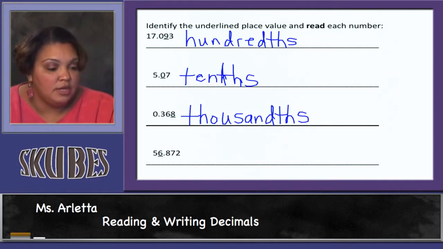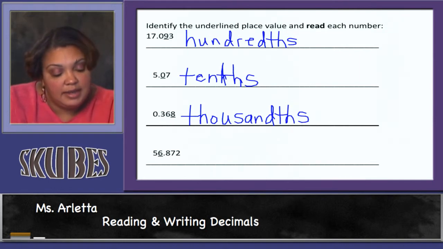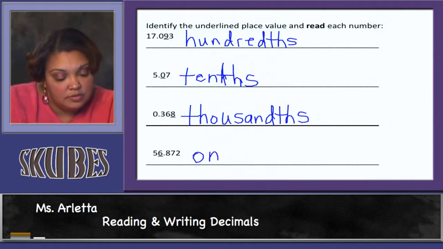The very next number is 56.872. Now we're looking at the underlined digit. The underlined digit is a 6, and this is to the left of the decimal point. We already know the place value there. We have the 6 in the ones and the 5 is in the tens. So that underlined digit would be the ones.